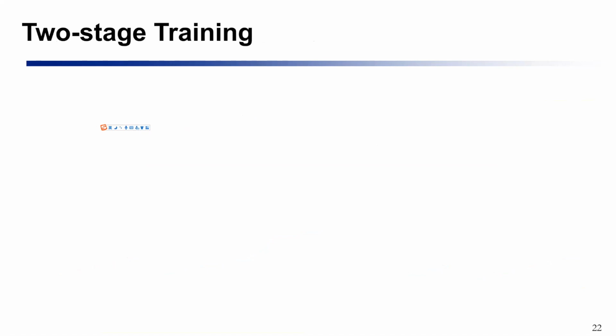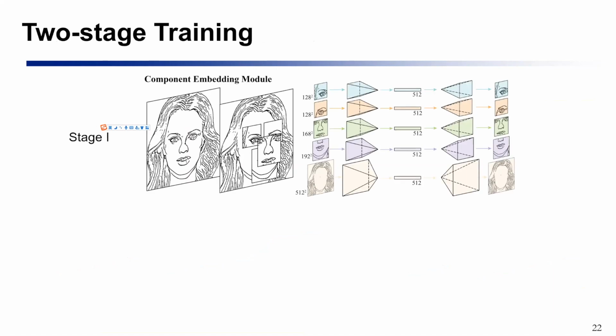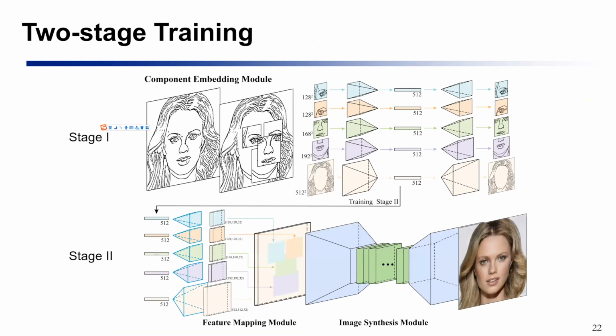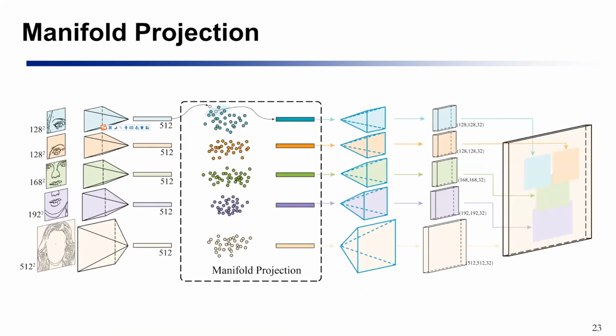Here, we adopt a 2-stage training strategy to train this neural network. In stage 1, we train only the CE module by using the component sketches to train 5 individual autoencoders for feature embedding. In stage 2, we fix the parameters of the trained component encoders and train the entire network with the unknown parameters in the FM and IS modules together in an end-to-end manner. This method aims to model the shape space of the face components in the image domain.